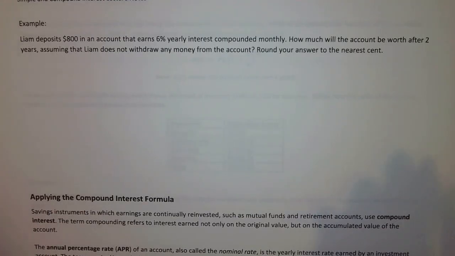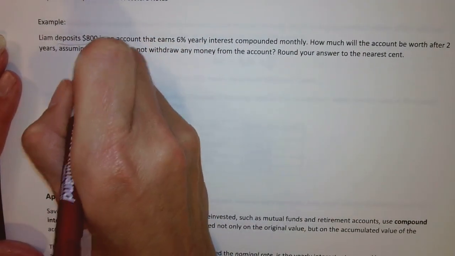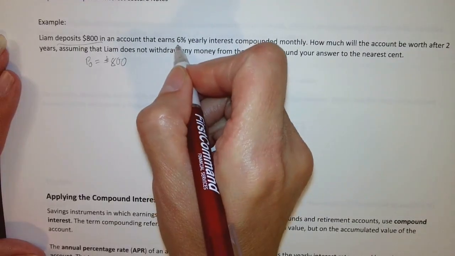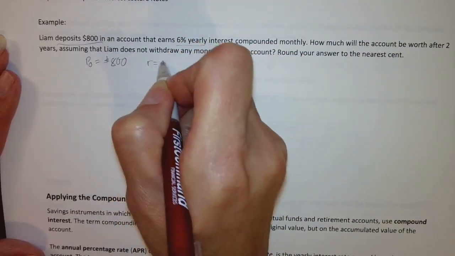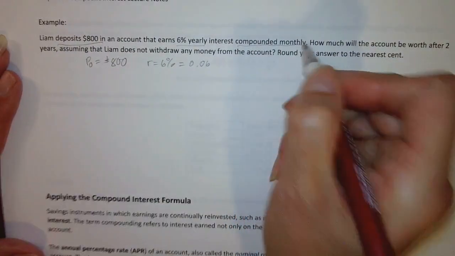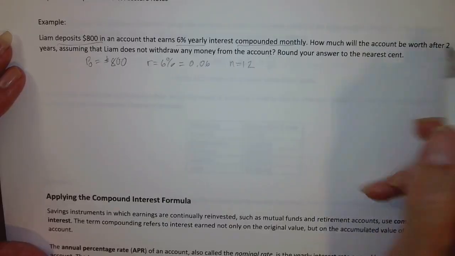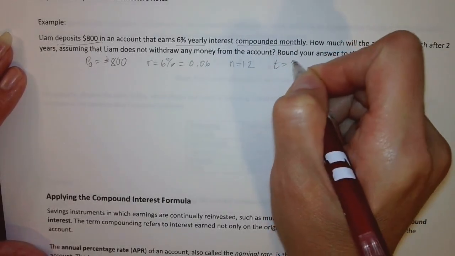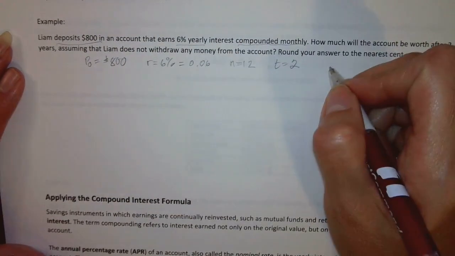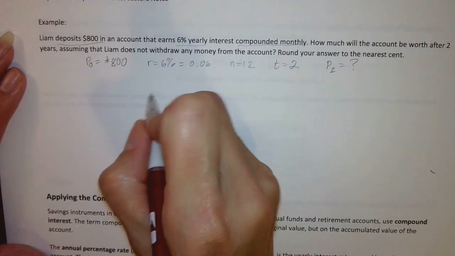So let's look at what we got here. He deposits $800, so I know that P naught is $800. And the account earns 6% yearly interest, so the rate is 6% or 0.06, and we're compounded monthly, so I know N is equal to 12. How much will the account be worth after 2 years? So I know that T is equal to 2. And they want to know what is P sub 2. So let's put this in our formula.